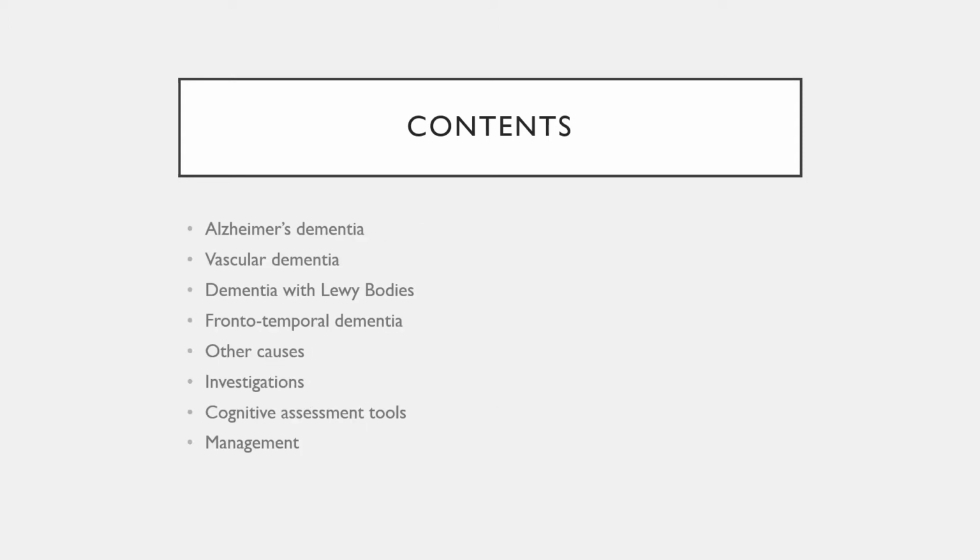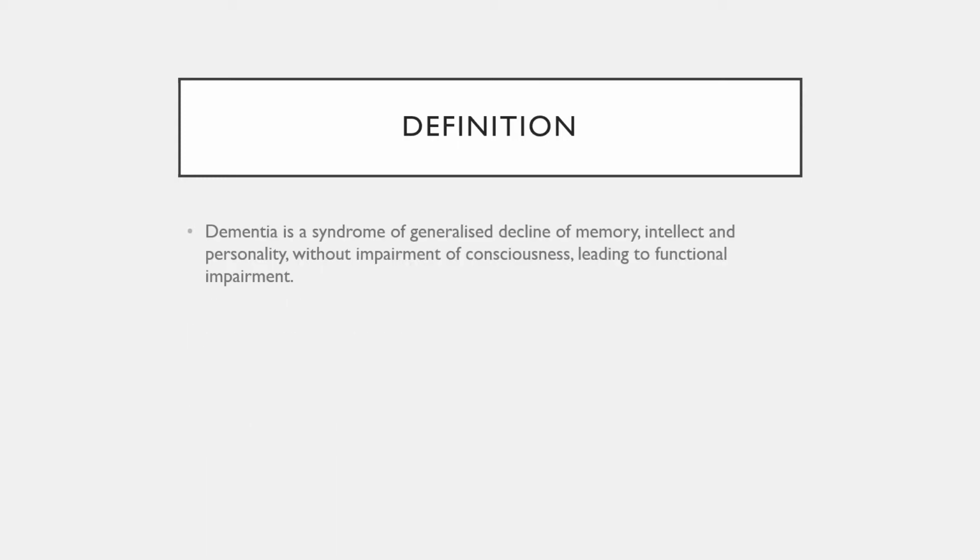So we're going to cover Alzheimer's disease, vascular dementia, dementia with Lewy bodies, frontotemporal dementia, some other causes of dementia, and then go over history, investigations, cognitive assessment tools, and management. To start with the definition, dementia is a syndrome of generalised decline of memory, intellect, and personality, but without impairment of consciousness, which leads to a functional impairment.